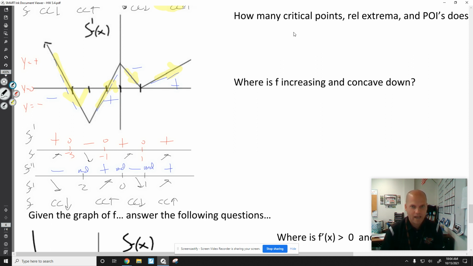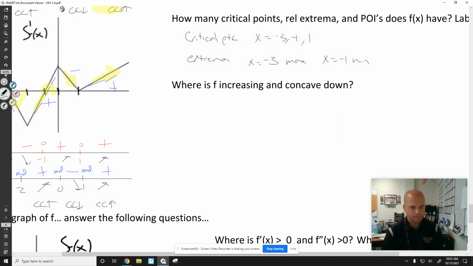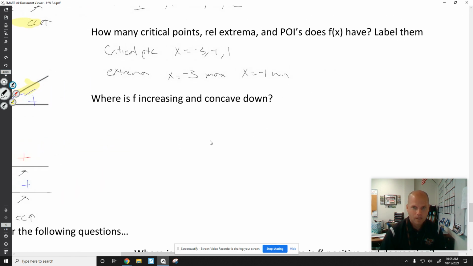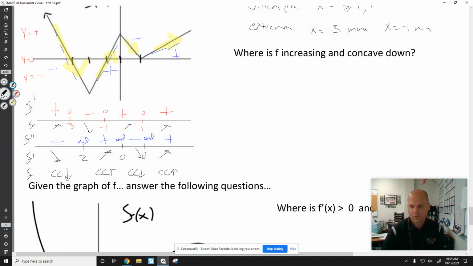How many critical points do we have? We have 3. X equals -3, -1, 1. Extrema, x equals -3 is a max because f goes up and down. X equals -1 is a min. X equals 1 is a neither. So it's not an extrema because it goes up, flattens out, goes up. How many points of inflection do we have? We have 3. We change concavity here, here, and here.